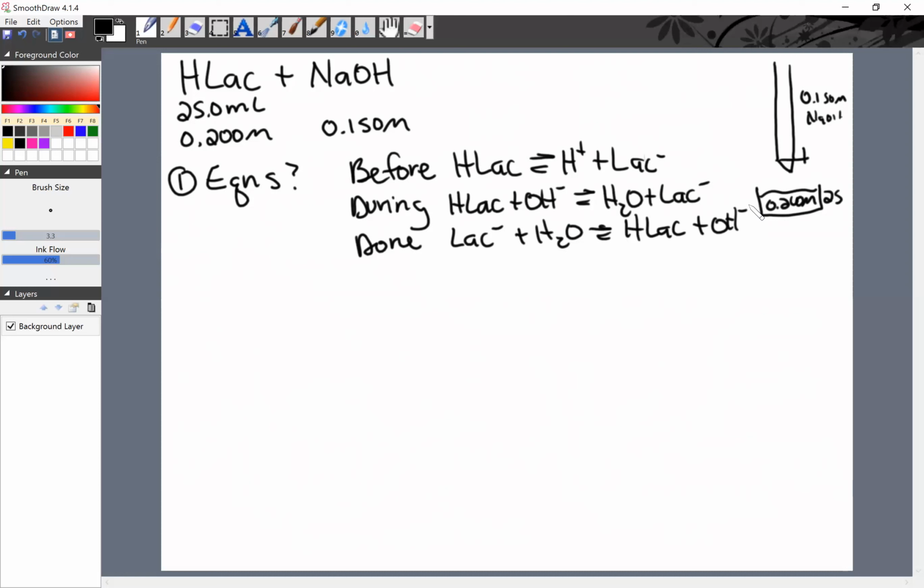All right, are there any questions how I came up with those equations? Okay. All right, so there's the first step down. Number 2, I'd really like to know how much sodium hydroxide that I need. I always like to find that out at the beginning so I know where I'm at in that titration.